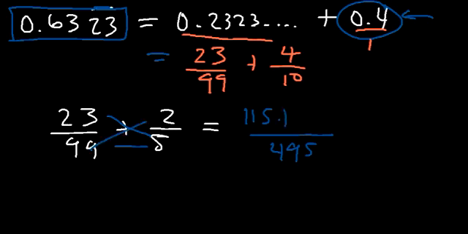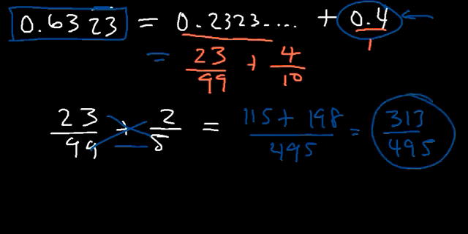And 99 times 2, that's 198. 198 plus 115, that's 313, I believe. Let me add that. And it doesn't look like we can reduce 313 over 495. And that's the answer for the example that we just worked on.